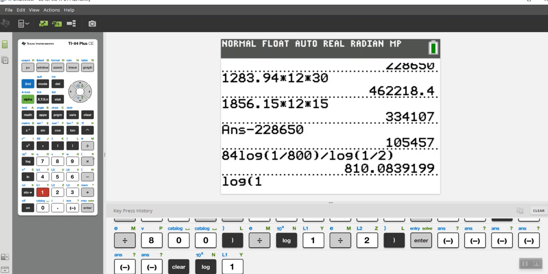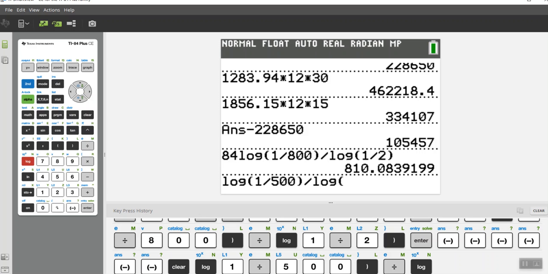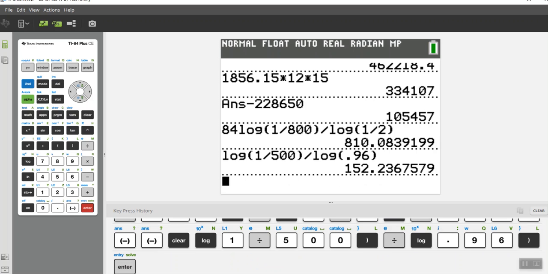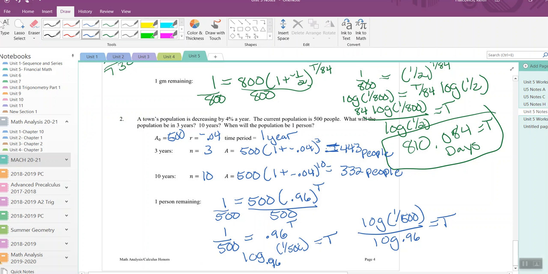1 divided by 500 divided by log 0.96. And you get 152.237 years. So that's how long it would take to have 1 person remaining.